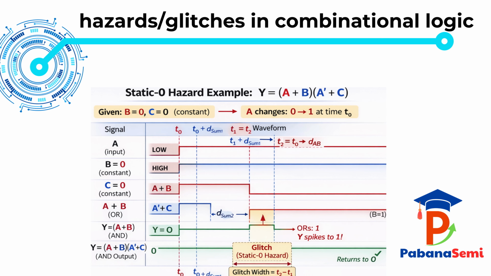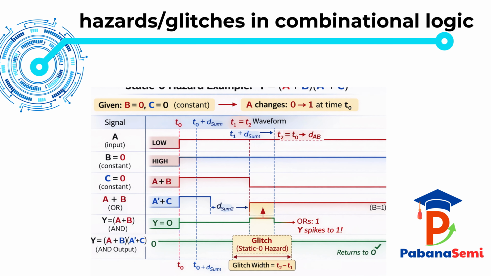Now let's walk through this waveform example of a static 0 hazard. The function is y equals (a plus b)(a prime plus c). We are given b equals 0, c equals 0, and input a changes from 0 to 1 at time t0. First, check the logic. Before the transition, when a equals 0, a plus b equals 0, a prime plus c equals 1, so y equals 0. After the transition, when a equals 1, a plus b equals 1, a prime plus c equals 0, so again, y equals 0. So ideally, the output should remain low the entire time.